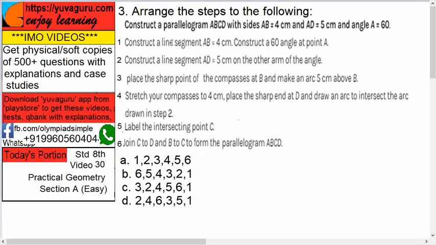Here, all the sequences are correct. Only the first thing is 1. If you get it correct, then remaining all you need not even check. Okay, so the correct answer is 1, 2, 3, 4, 5, 6. Next, okay, we'll solve the remaining ones in the next video.